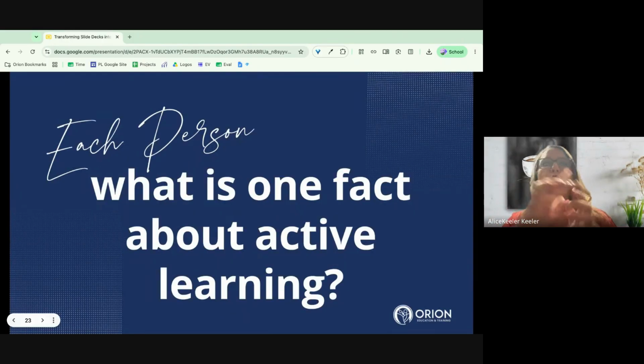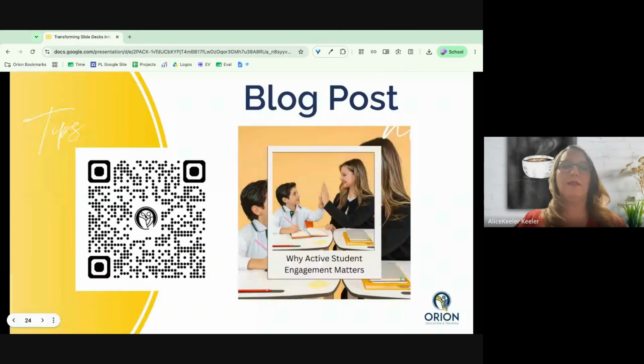And maybe you could popcorn around the room and just ask each person what's one thing you remember from what we just talked about. So allowing everybody to share one fact. And again, it's that reflecting and thinking, giving them a chance to be engaged in the lesson.